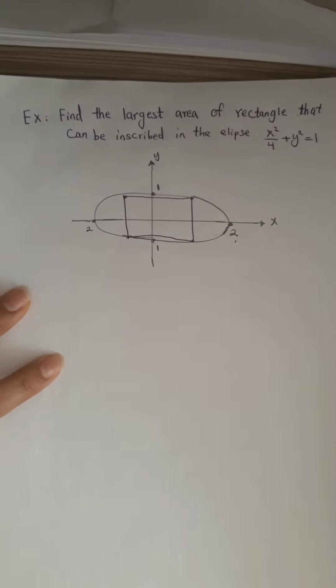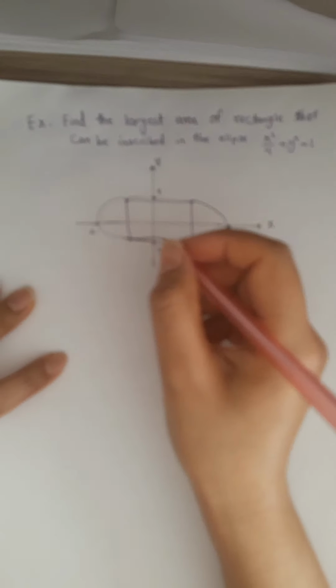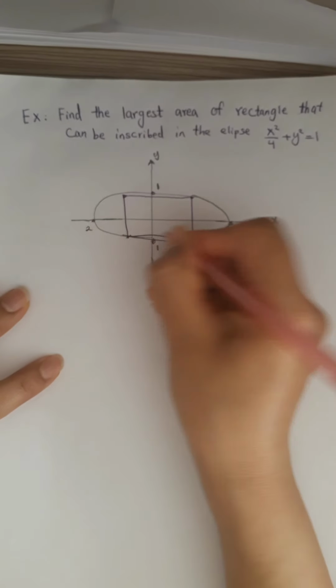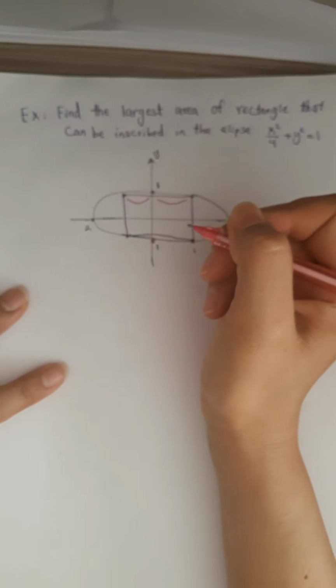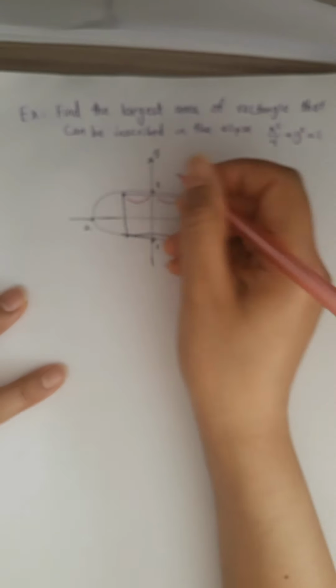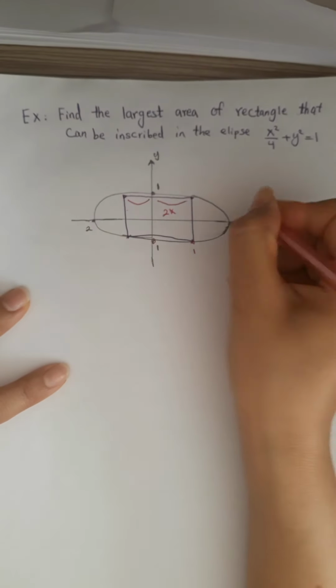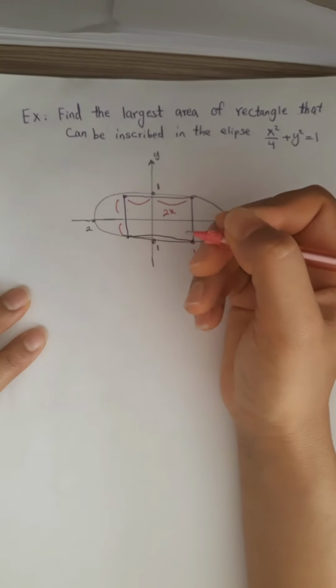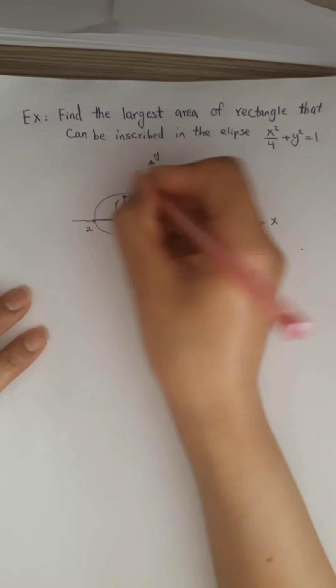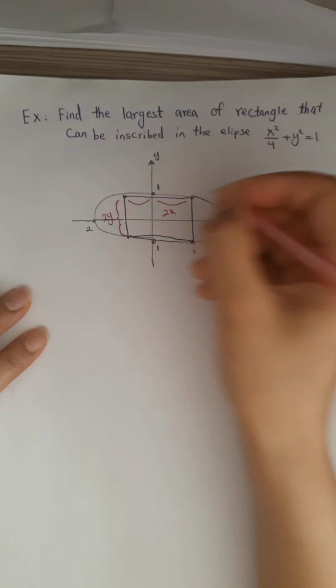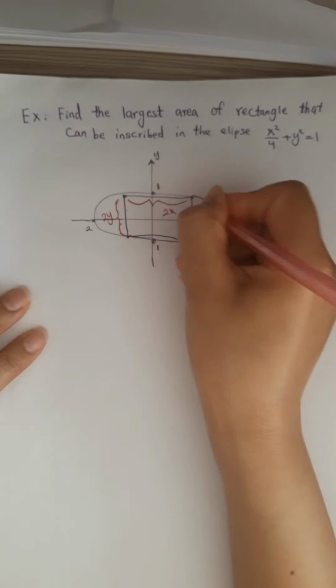So as you see, this place here will be 1 and minus 1. From here it is 2 units, and from here it's 1 unit. One unit here will be 2x. It's x because here it's x, and from here and here it's y. This part is also y, and this one is also y. So it will be 2y, and this will be 2x.